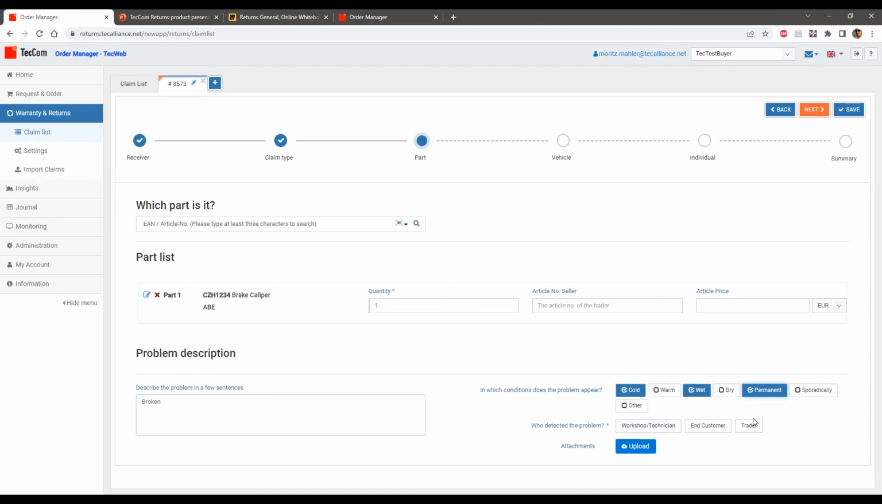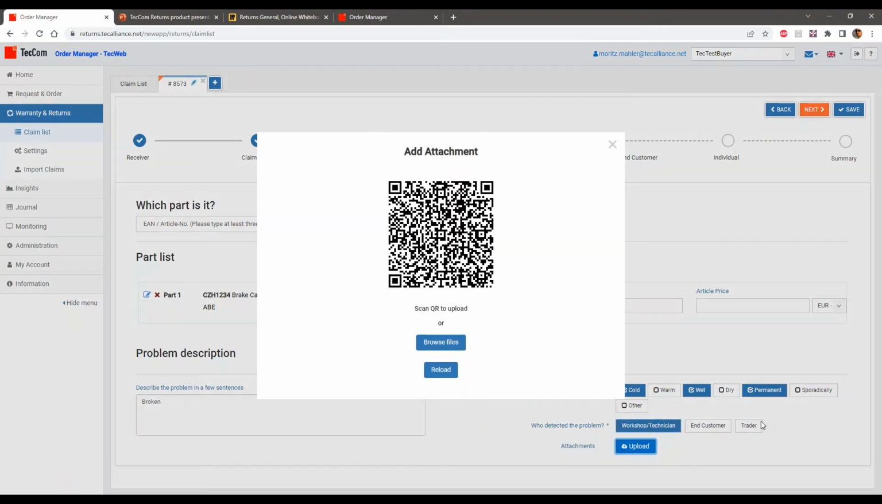We have the question about who detected the problem. So here you see a few possibilities. For example, if I take the workshop or technician, you will see that we get another point. If I take the trader, you will not see anything, because it is really likely that you are the trader and you caused this problem on your own side. So I take this one.